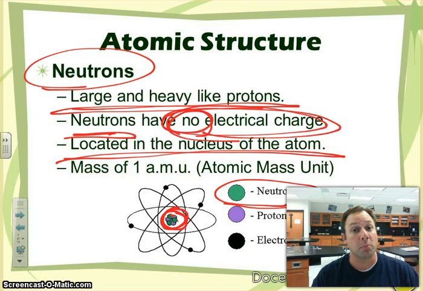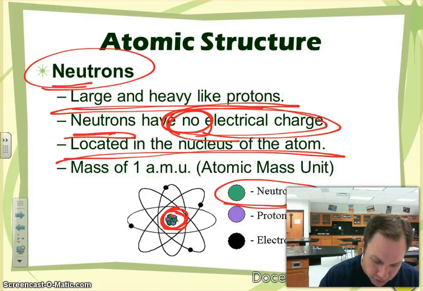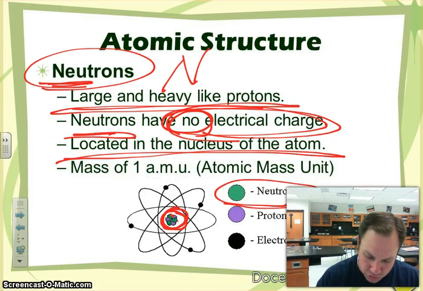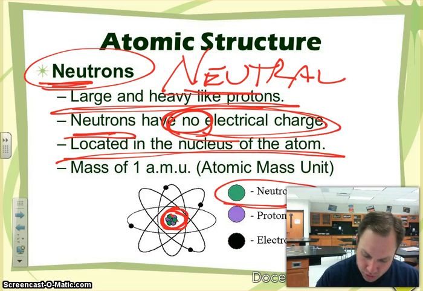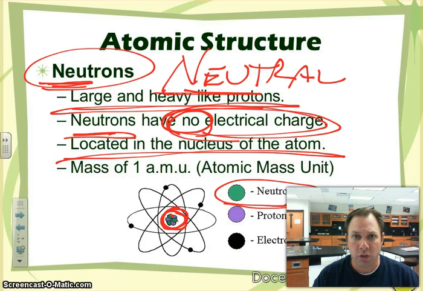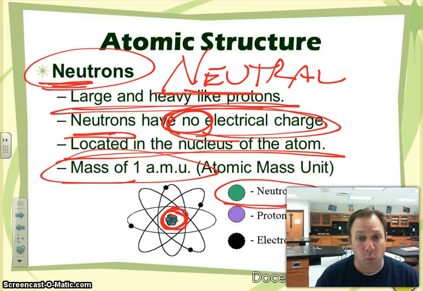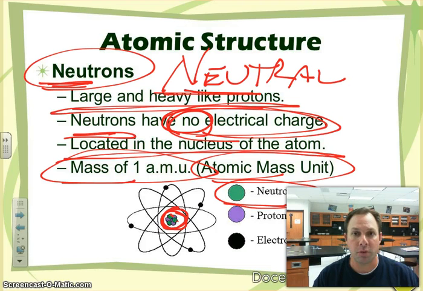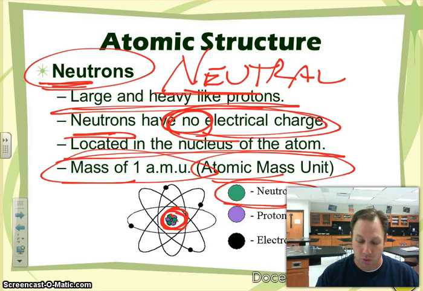No electric charge. So protons are positive, neutrons are neutral. Okay? They have no charge. They're not positive, they're not negative, they're neutral. They're in between. And that should be fairly easy to remember because neutrons starts with NEU, and then neutral starts with NEU. Okay? Neutrons are neutral. They have no charge. Neutrons also have a mass of 1 AMU, atomic mass unit. Protons positive in the nucleus, neutrons neutral in the nucleus, both have an atomic mass of 1 AMU.